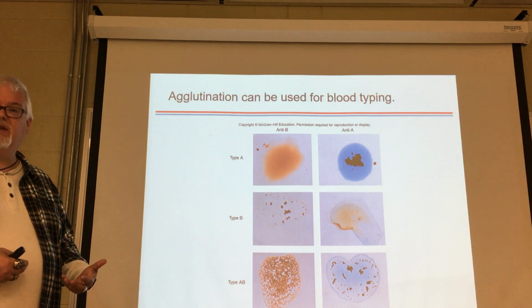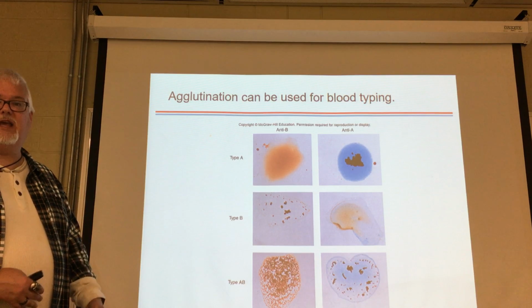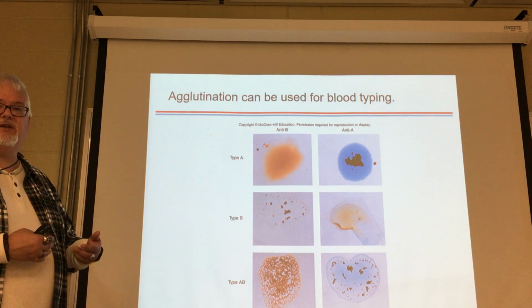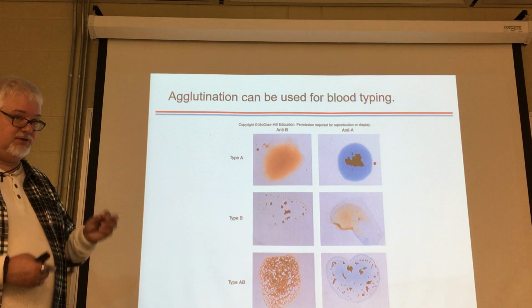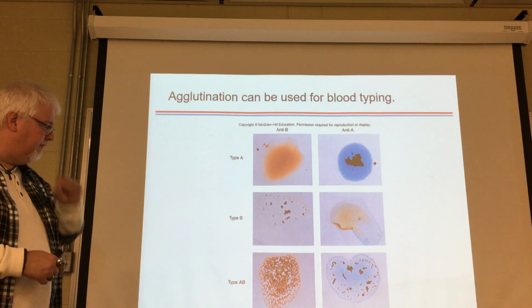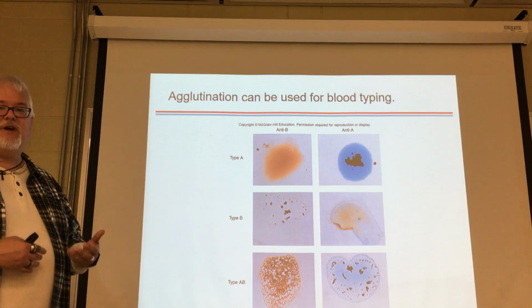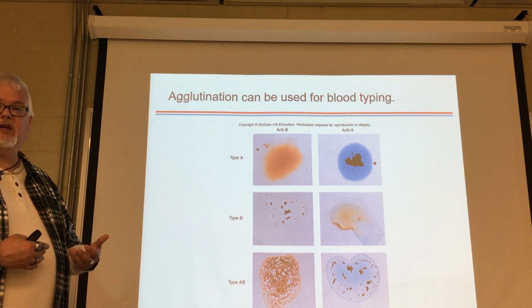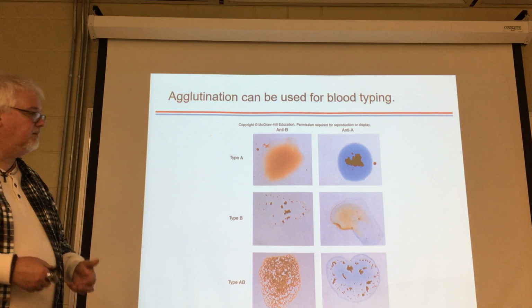So blood typing can be done quickly, it can be done safely, it can be done with a minimal amount of blood. We just do a finger prick and get 3 drops out of it. And it gives very clear and very quick results.